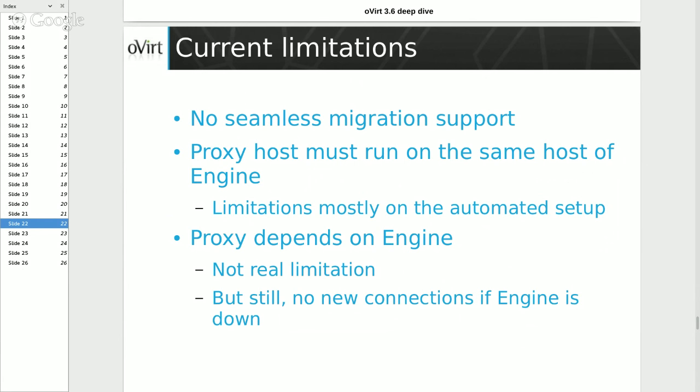And for establishing the connection, the proxy depends on the engine, meaning that if the engine is unreachable, the user cannot connect to the consoles using this new mechanism I described, for obvious reasons, because the engine is required to fetch the keys and the VM positioning. And if a connection is established and the engine goes down or becomes unreachable, it is expected to have no impact on the currently established connection.